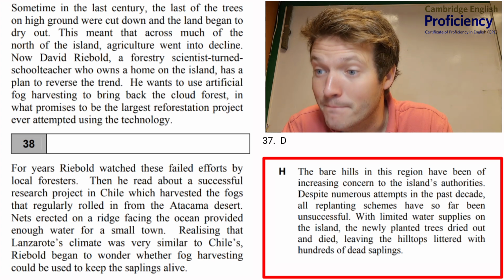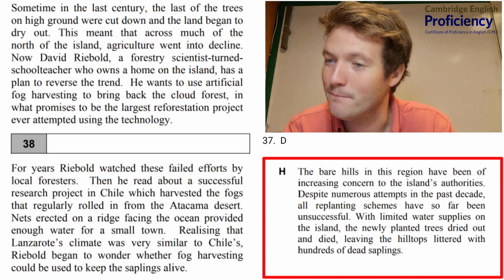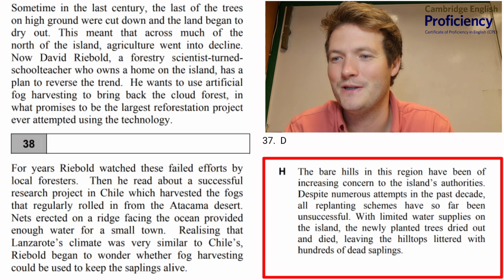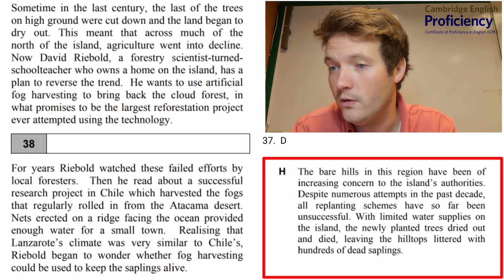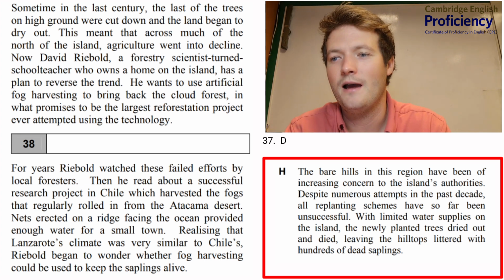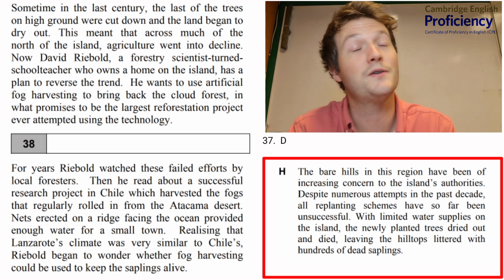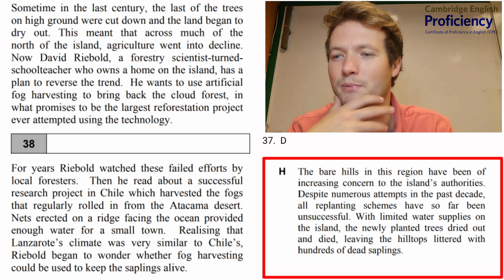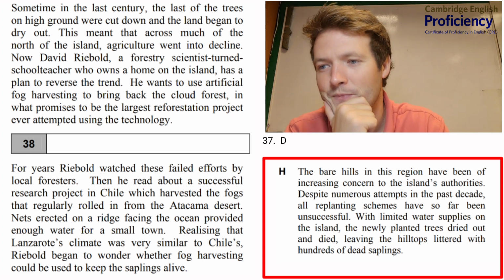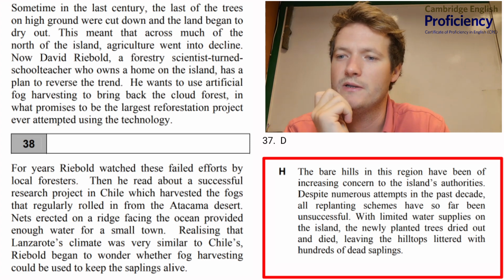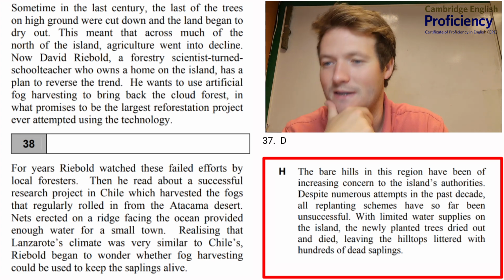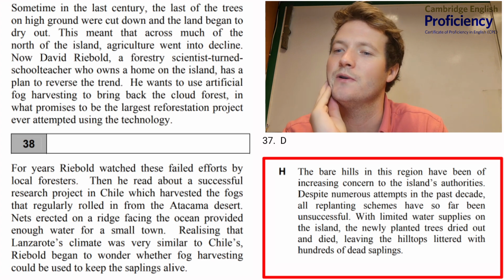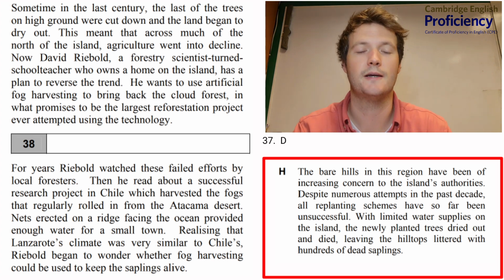Despite numerous attempts, okay, so we're talking about an attempt. Let's see if the local foresters are attempting to do something. Despite numerous attempts in the past decade, all replanting schemes have so far been unsuccessful, right? Okay, so we're talking about people who failed to do something. With limited water supplies on the island, the newly planted trees dried out and died, leaving the hilltops littered with hundreds of dead saplings. This makes sense, yeah, absolutely.